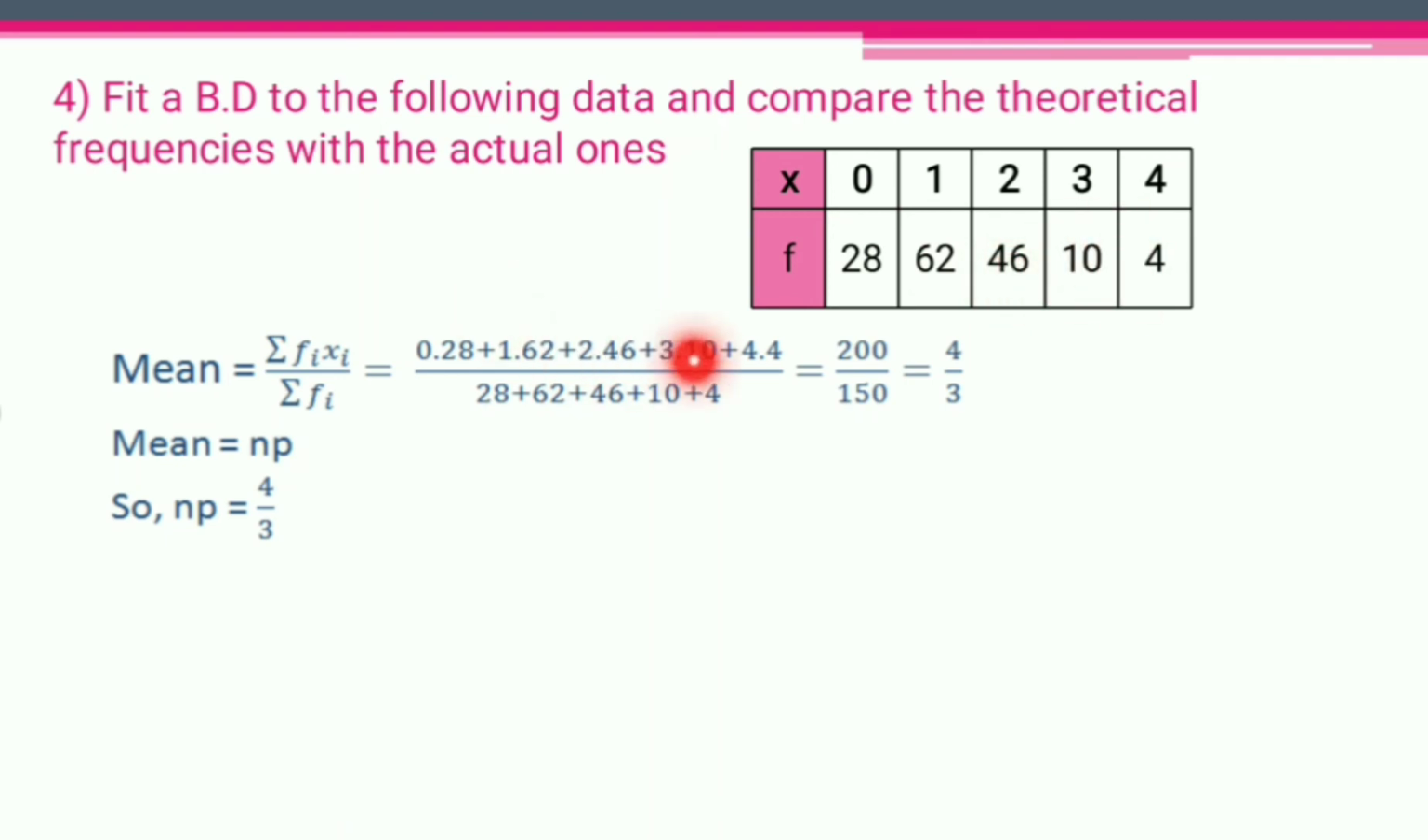So this gives me 200 upon 150, which is equal to 4 upon 3. So this is the mean of this data, and the mean in case of binomial is given by n into p. So n into p is equal to 4 upon 3. Let's see the second step.